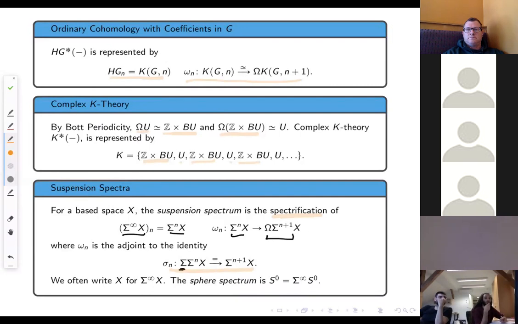We're often going to write just X for sigma infinity X. Remember, sigma infinity X is the spectrum associated to a space, but sometimes we just call it X, dropping the heavy notation. One of the most important spectra is the sphere spectrum, the suspension spectrum of just two points. If there is space for confusion, I'll use this notation, but otherwise I'll stick to S0.